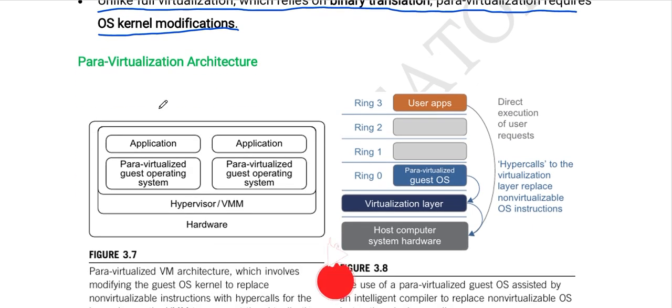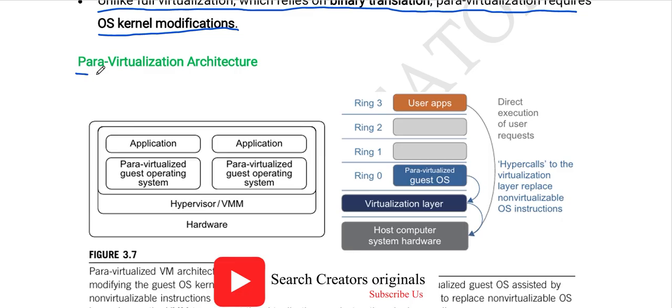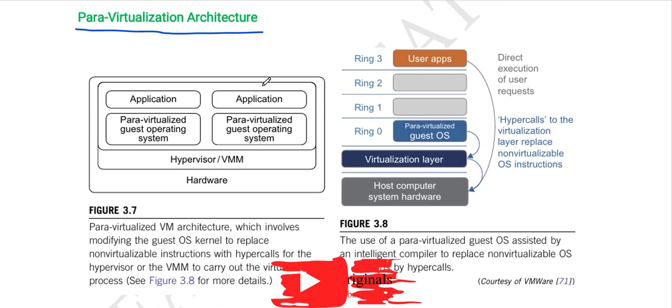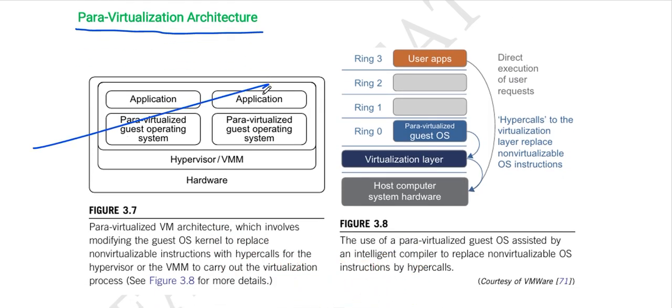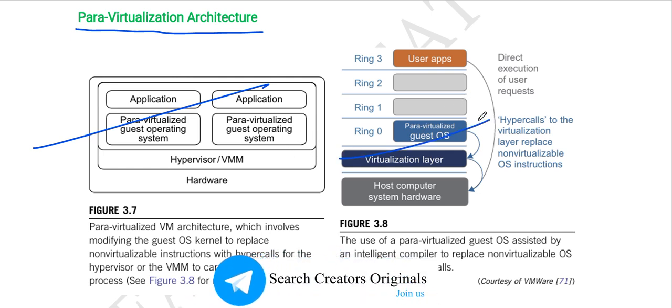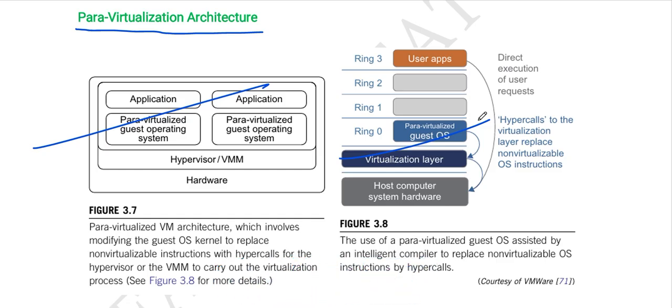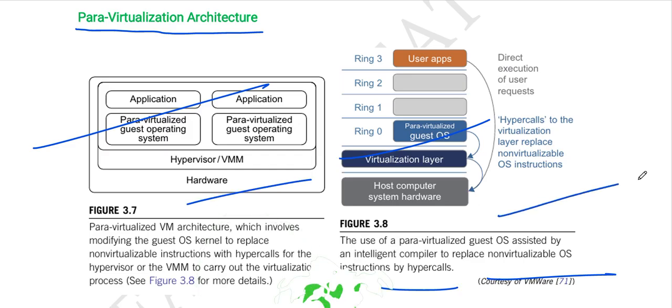Next, what is the para-virtualization architecture? In this figure, we can observe the para-virtualized VM architecture, and in this figure, we can observe the use of a para-virtualized guest operating system assisted by an intelligent compiler to replace non-virtualizable operating instructions by hypercalls. These are the two figures. You can go through this.